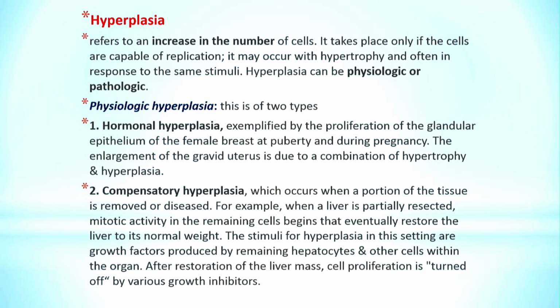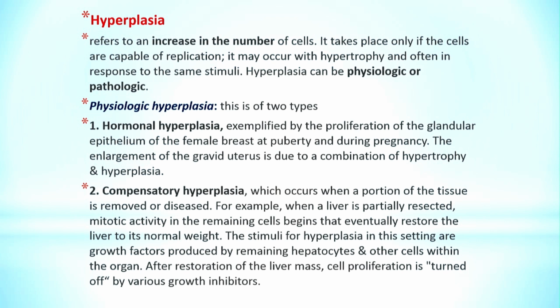The second type of adaptation is hyperplasia. Hypertrophy increases the size, while hyperplasia increases the number of the cells. It takes place only if the cells are capable of replication, of course. So it may occur with hypertrophy and often responds to the same stimuli. As in hypertrophy, hyperplasia can be physiological or pathological.